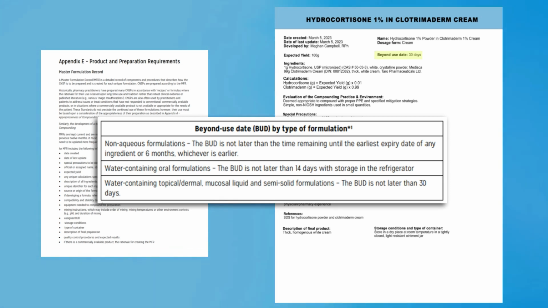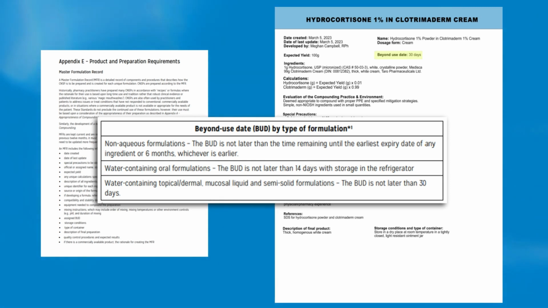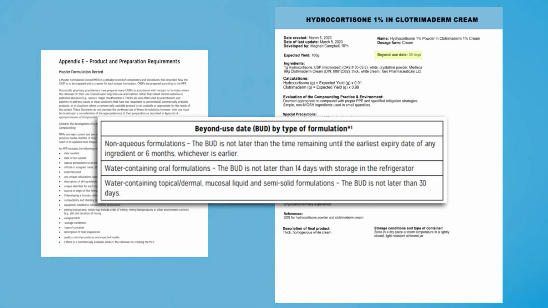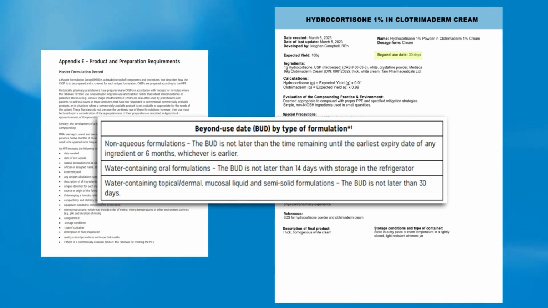This information can be found in a table in Appendix E of the Standards of Practice. It is important to note that USP 795 is currently pending an update, so it's important to stay up to date on this type of information. For hydrocortisone 1% in clotrimazole cream, the beyond use date would be 30 days because when you look at the ingredients on the clotrimazole cream container, water is listed.